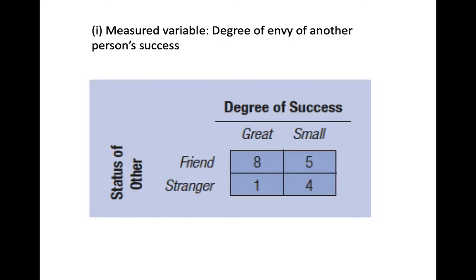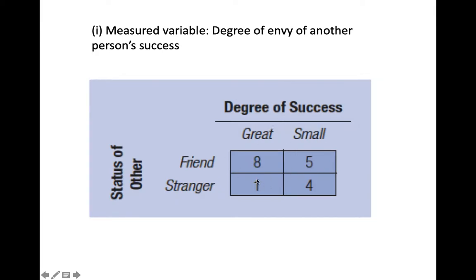All right, so here we have the measured variable, which is degree of envy of another person's success. And so we're looking to see whether that degree of envy relates to a great or a small success, and then whether that other person that we're potentially envious of is a friend or a stranger. So I'm looking at the table.